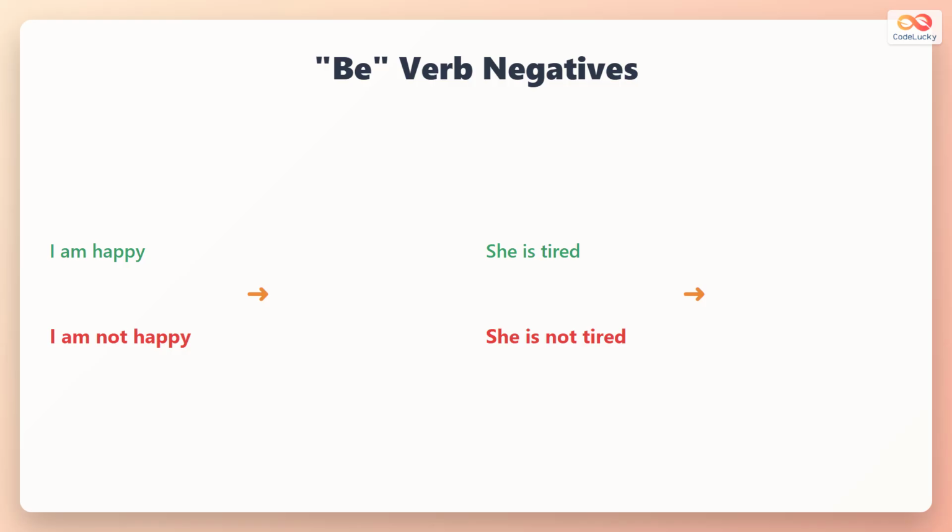With be verbs, add not right after the be verb. I am becomes I am not. She is becomes she is not. The be verb stays the same, but we always add not immediately after it.